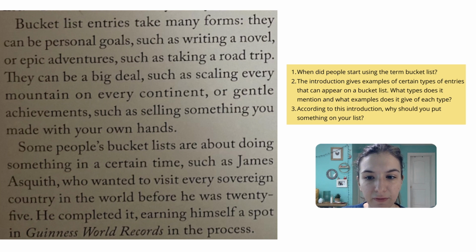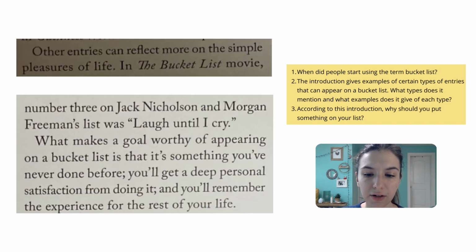Bucket list entries take many forms. They can be personal goals, such as writing a novel, or epic adventures, such as taking a road trip. They can be a big deal, such as scaling every mountain on every continent, or gentle achievements, such as selling something you made with your own hands. Some people's bucket lists are about doing something in a certain time, such as James Asquith, who wanted to visit every sovereign country in the world before he was 25. He completed it, earning himself a spot in Guinness World Records in the process. Other entries can reflect more on the simple pleasures of life. In the bucket list movie, number 3 on Jack Nicholson and Morgan Freeman's list was Laugh Until I Cry.